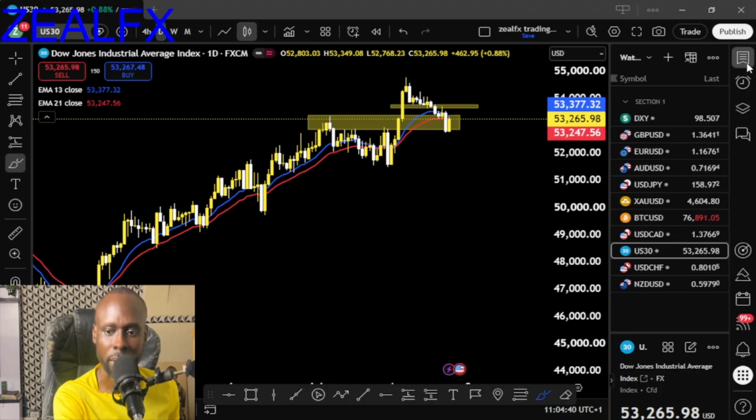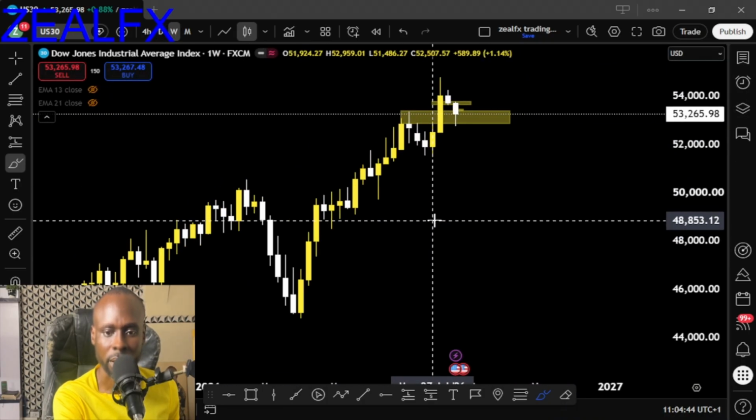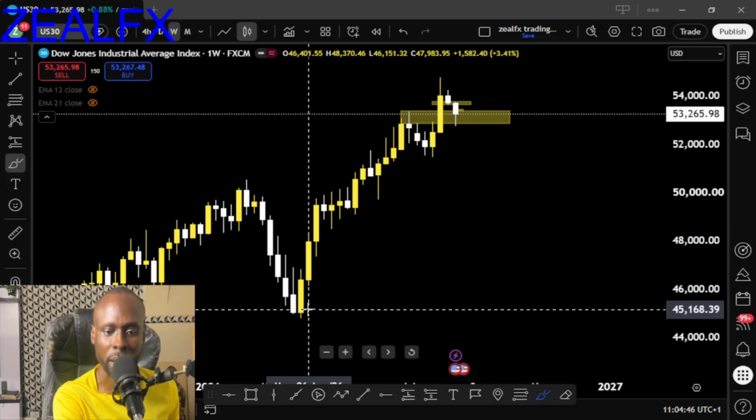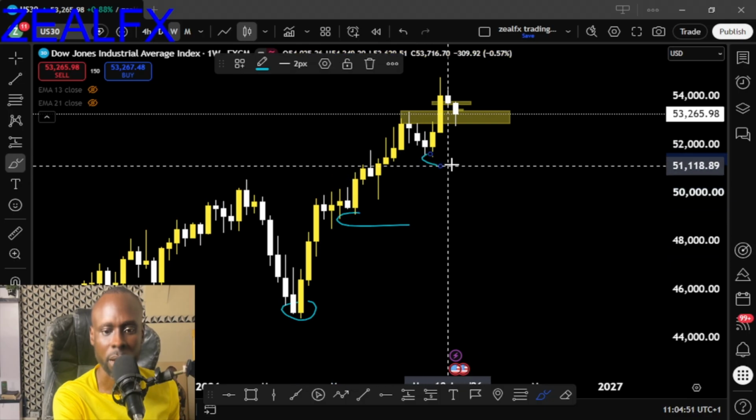Let's look at our next pair, which is the US30. US30 on my weekly time frame. If I look at the structure, I see we have this lower low and a series of higher low, higher low.